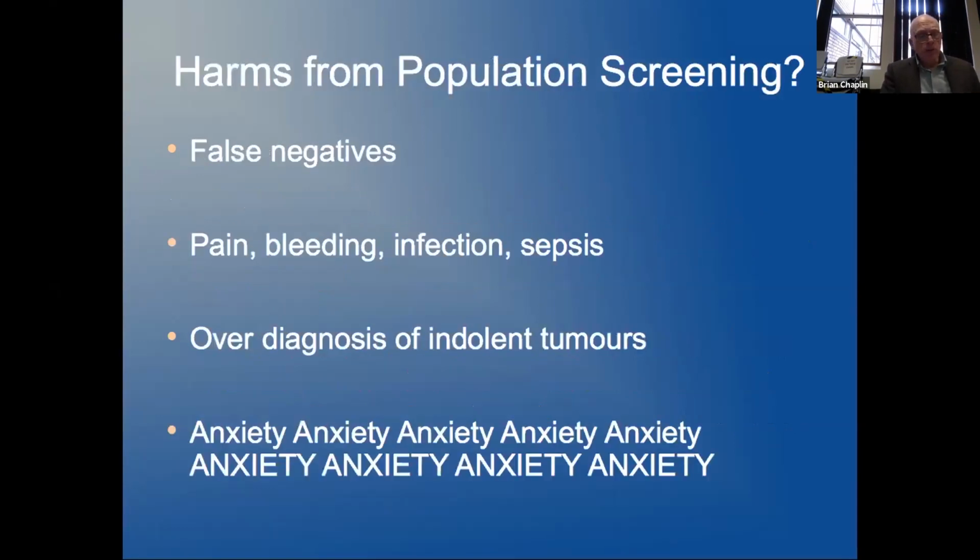So overall, what are the negatives from population screening? Well, there are false negatives. There are also, of course, false positives, finding men with raised PSA who don't have prostate cancer. And again, this issue of finding men with indolent tumours that don't need to be found. And then there's the pain, bleeding, infection and sepsis from the ultrasound scan and biopsies, overdiagnosis of indolent tumours, and the anxiety caused by screening.